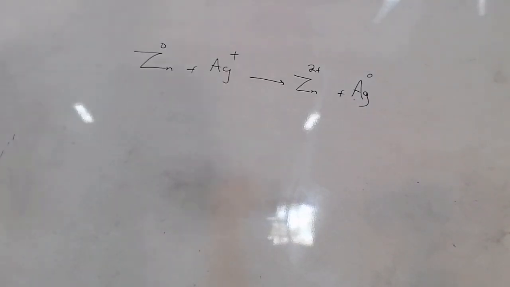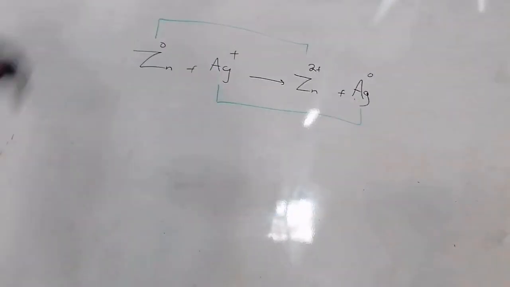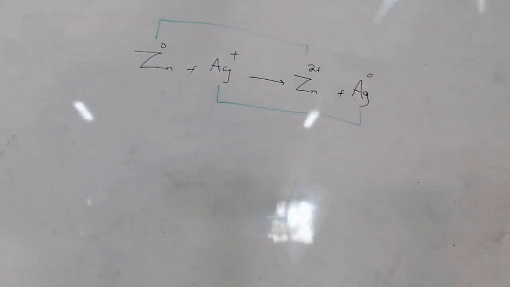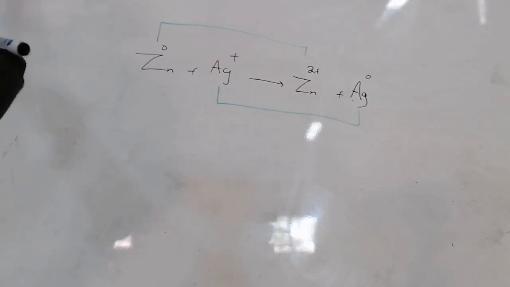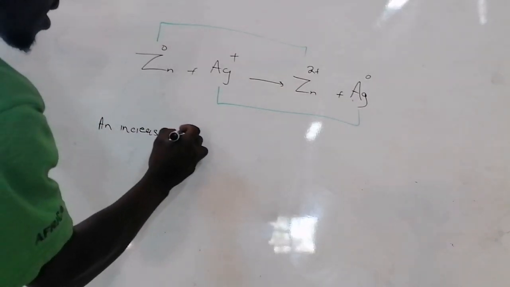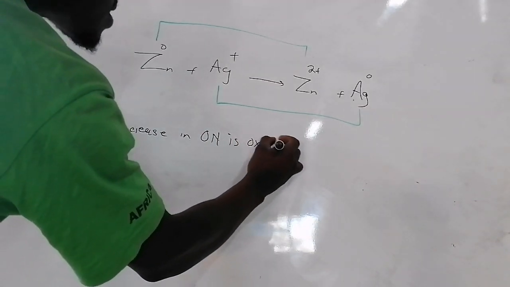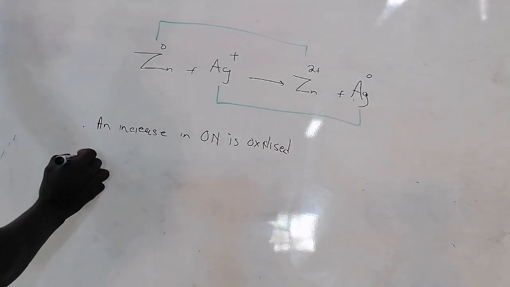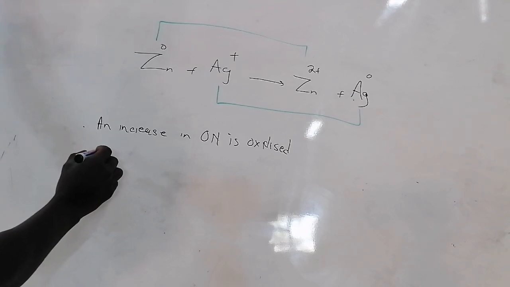Now let's match them. Zinc goes with zinc, silver goes with silver, Ag with Ag. Now, you just write this thing here. Make sure that you write it all the time so that you can remember it. An increase in oxidation number is oxidized. Just write it before you find the oxidizing agent or the reducing agent.